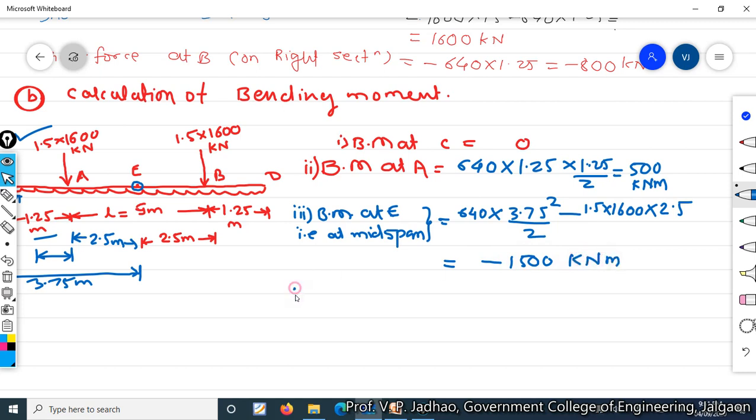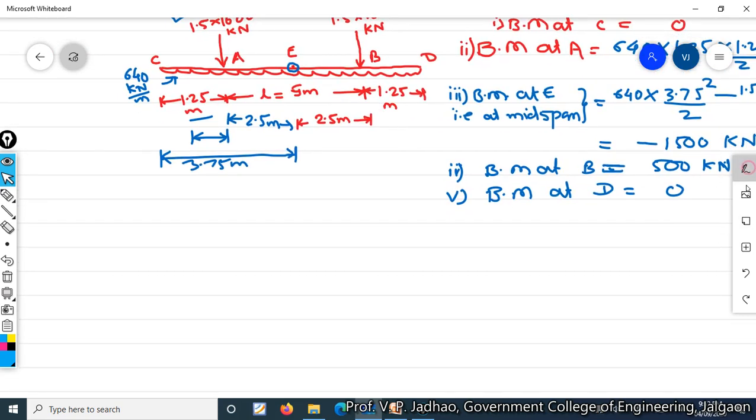Now the bending moment at B will be equal to the bending moment at point A. Why? Because the loading is symmetrical and the footing is symmetrical. So this will be equal to plus 500 kilonewton meter. Now number 4, the bending moment at point D will be equal to 0. Now we will draw the bending moment diagram.